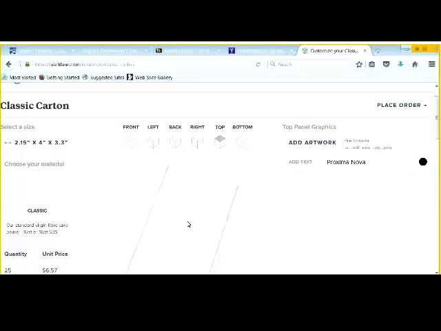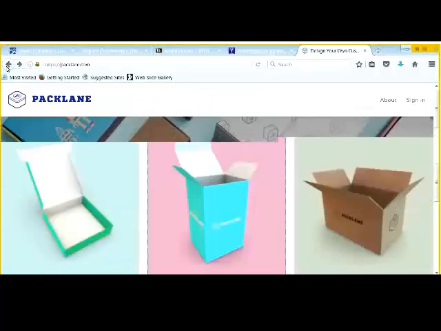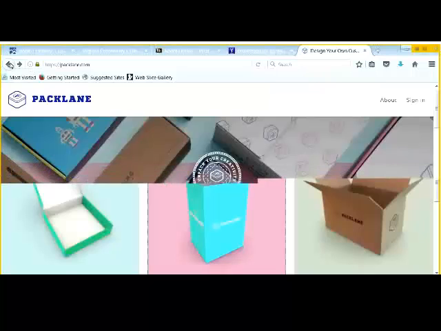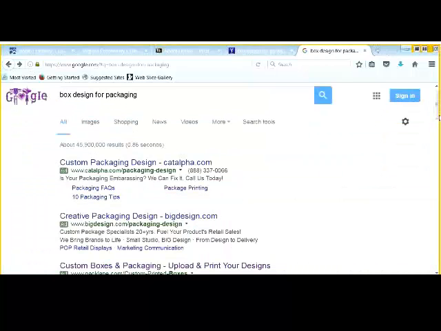So what we have here is like a three-dimensional rendering of a box. This is the top of the box. This would be the right front. This would be the back. And it flips the box around. And you can get 25 boxes made for $6.57. That's pretty impressive. I didn't realize they had a thing where you could order your boxes online.